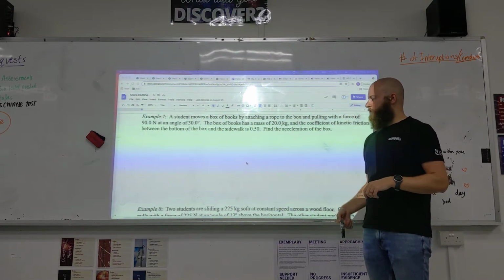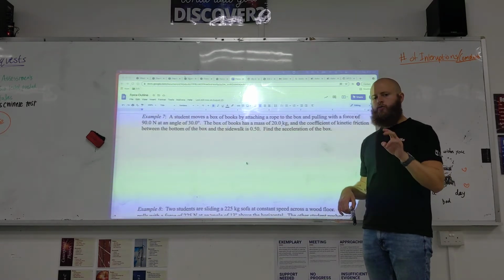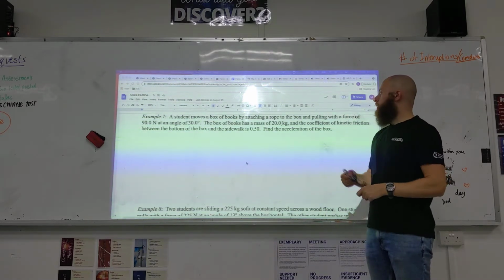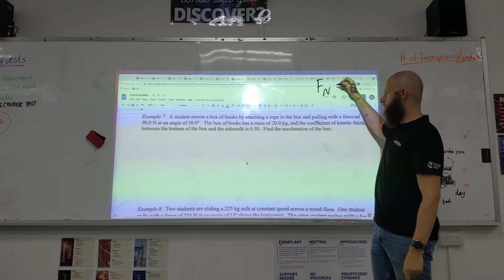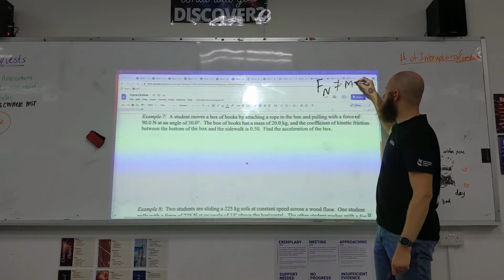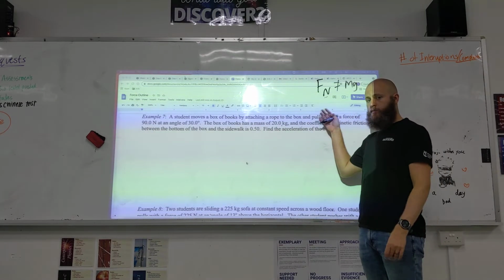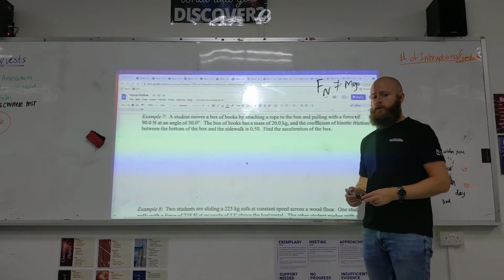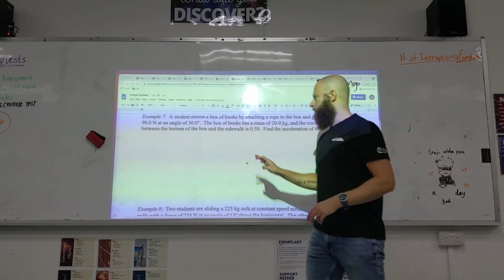So this section, 4D, is just two problems. And in this part, we're going to have FNs that are not equal to mg. Okay, so we're going to make this a little bit more tricky. It's not going to be quite as simple. So first I'll read this problem.